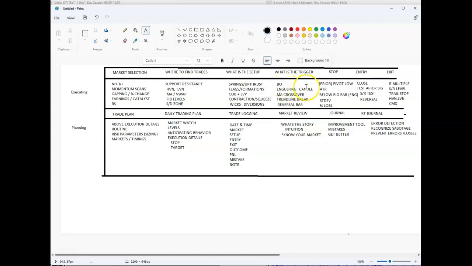Some will look for engulfing candles and say, okay, that's the trigger. What is the trigger? It's a big green candle or a big red candle. Some will just look for an MA crossover and say, okay, at that, I want a trigger. What's the trigger? This MA crossed.